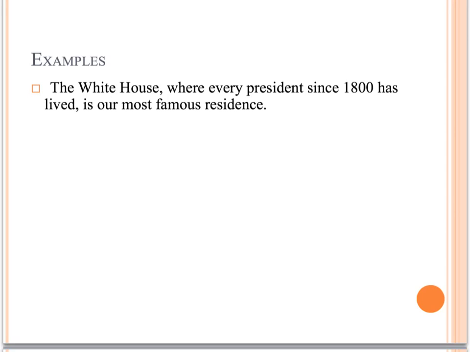Here's our first example sentence. The White House, where every president since 1800 has lived, is our most famous residence. Again, you want to break it up into your independent and dependent clause. So if you look, the White House is our most famous residence is our independent clause, or our main clause. The word where is our relative adverb, and again, it's going to start our dependent clause. Where every president since 1800 has lived is our dependent clause.